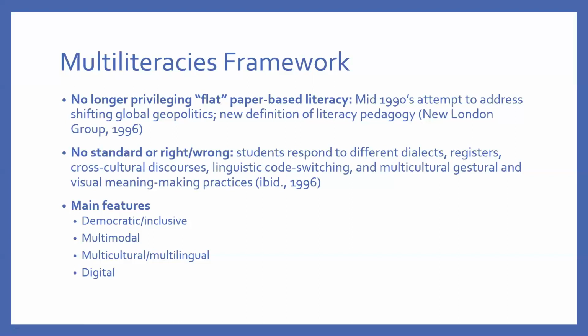So the main features of the multiliteracies framework are that it is democratic and that it is inclusive. One of the main things that happened with the development of technology is that new pathways were instantly created to sort of even the playing field for many students who may not have previously had access to other communities outside of their own. Technology and online spaces really made it possible for us to communicate cross-culturally more easily. So it became a more inclusive way to look at literacy.